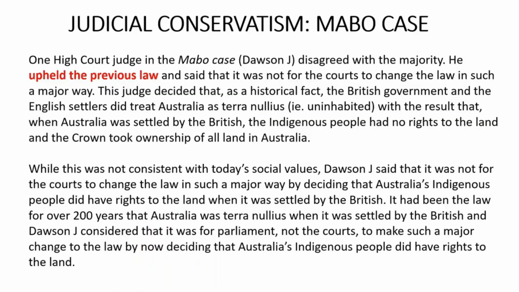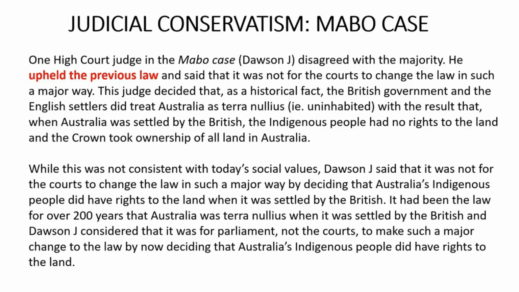There was one High Court judge in the Mabo case who disagreed with the other judges. The name of this judge was Justice Dawson. His approach is an example of judicial conservatism. This is because he upheld the existing law, that is, he refused to change the 200-year-old common law rule that when the British settled Australia, Australia was taken to be terra nullius, that is, uninhabited. Put another way, Justice Dawson thought that it was inappropriate for the High Court to make such a major change to the law. Now, Justice Dawson wasn't being racist in any way.